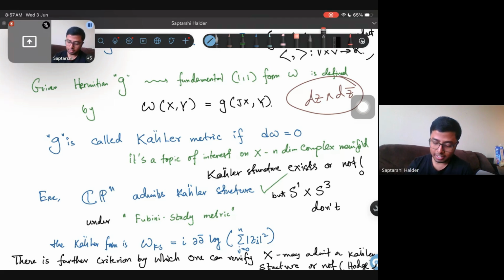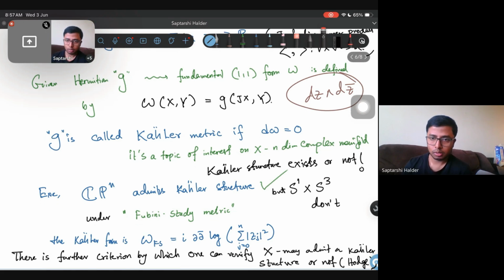So this Kähler structure depends on multiple things: the almost complex structure J and the Hermitian metric G. But we don't know whether they exist or not, and if they exist, how they behave. On a random complex manifold, it's not certain that a Kähler structure exists. Okay, is it clear? Any questions?